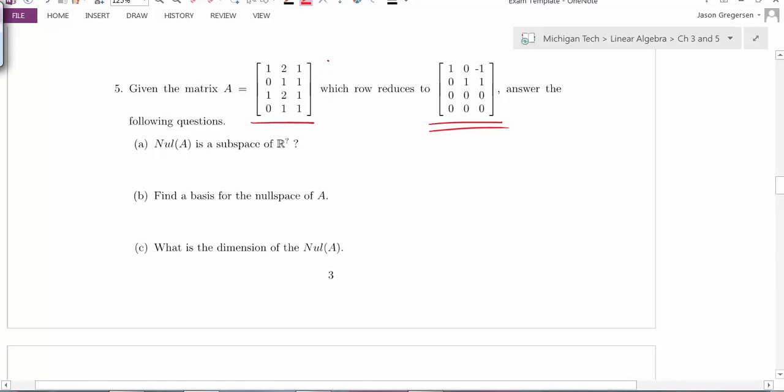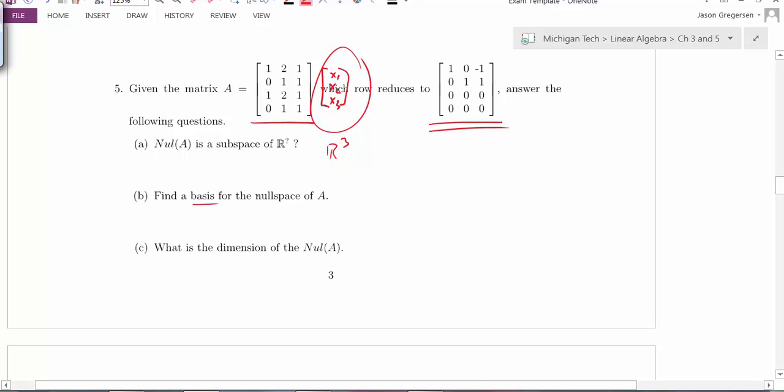So if this is A, and I multiply it by some vector x, how big would x have to be just to do the multiplication? Well, it has to match the number of columns. So this would be x1, x2, and x3. That means all the x's that we input live in R3. And so it's some subset of that R3 space that actually maps to 0.